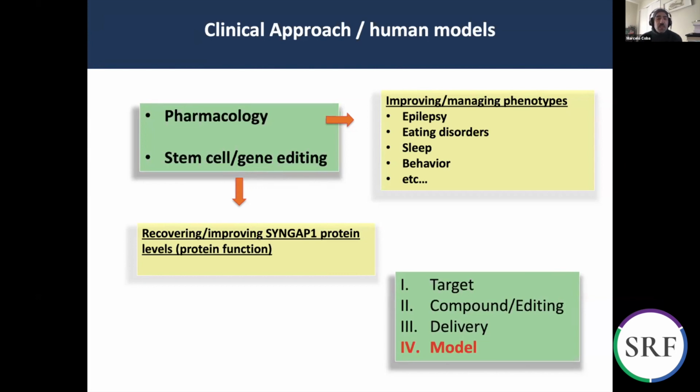So for any of these approaches, you are going to have at least four difficult things to do. You will need to get a target. In this case, the target obviously is Syngap, but as Gavin showed, it can be any other component. We need a compound or editing approach, the delivery system, and a model. It can be a talk for any of these problems, but what are we going to do with the model? What do we need to know with the model?